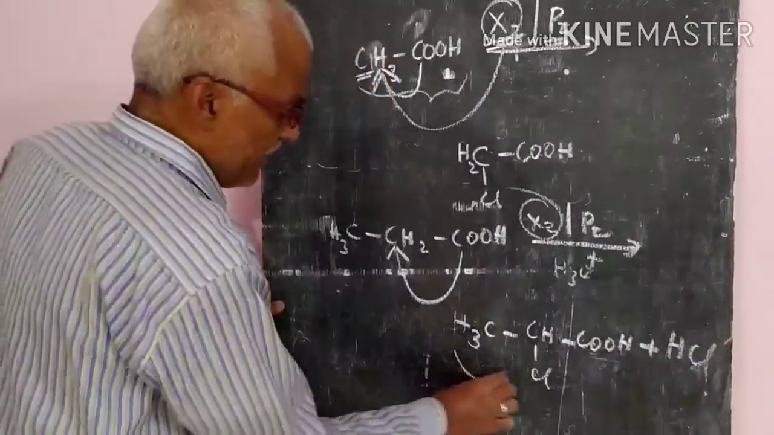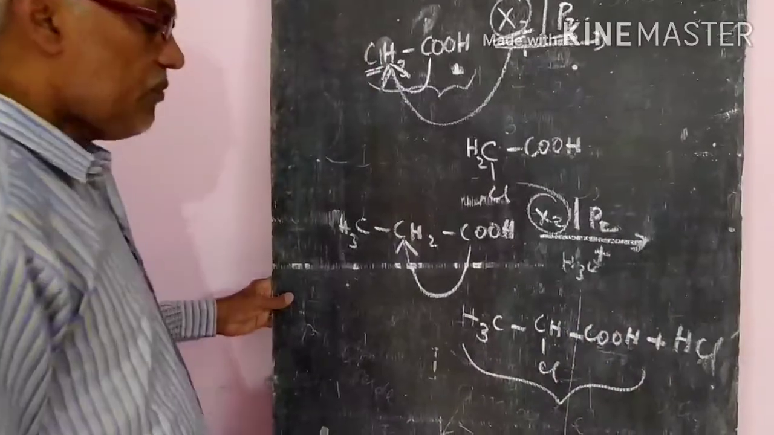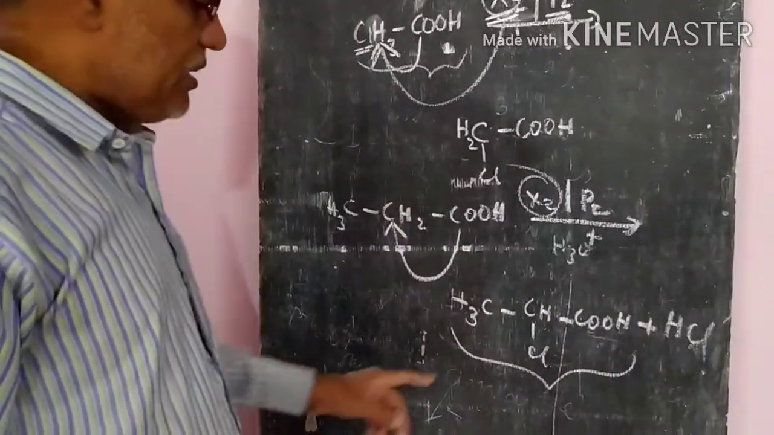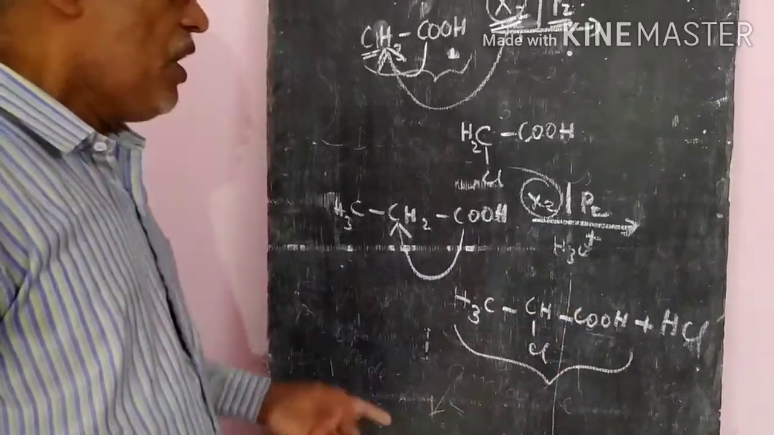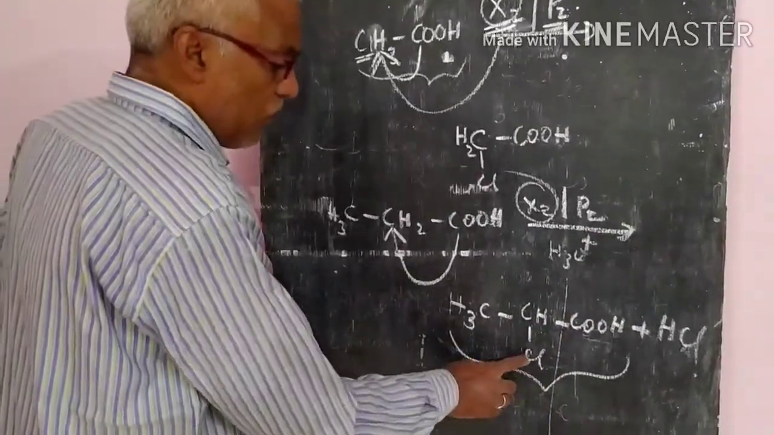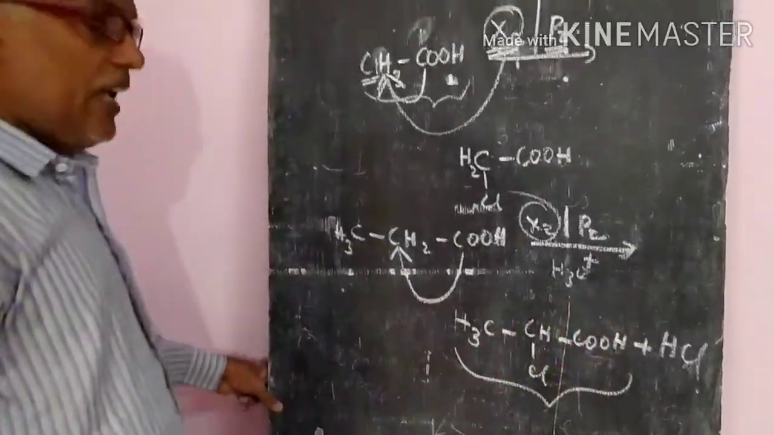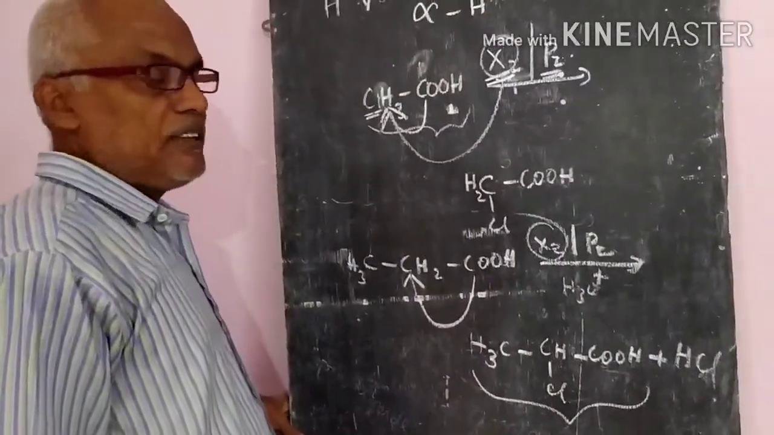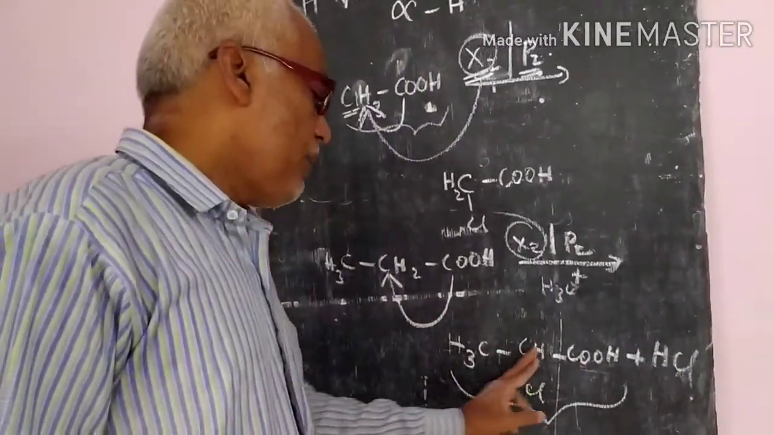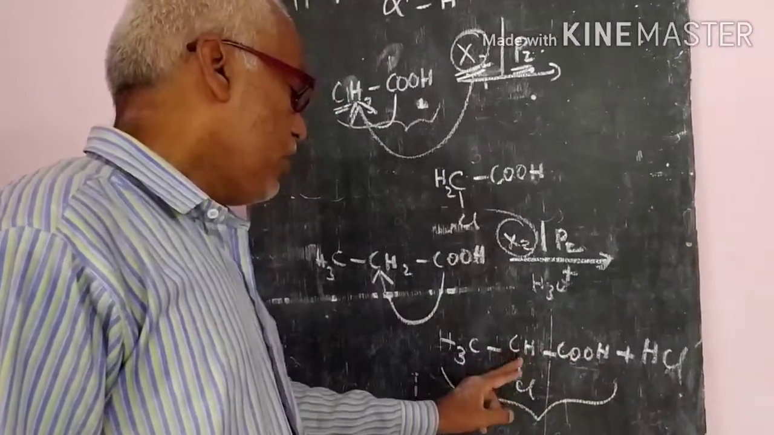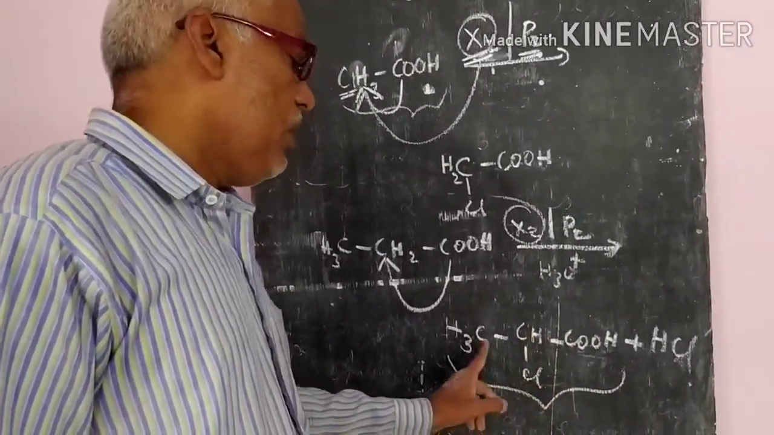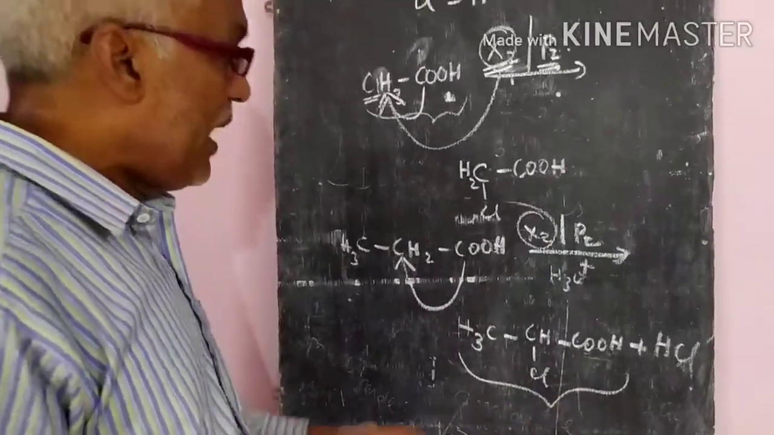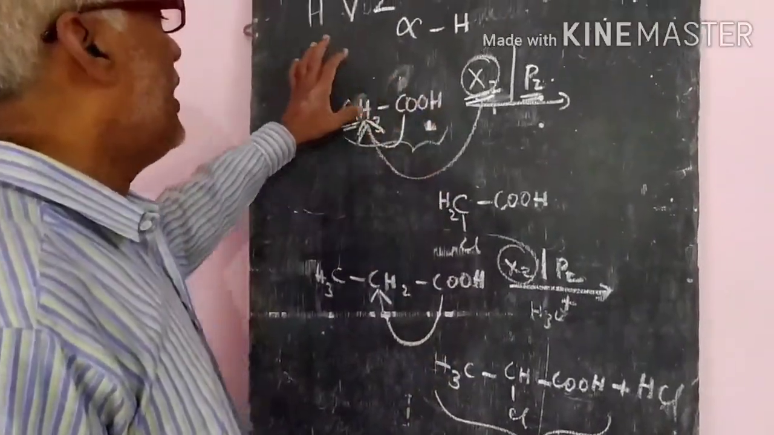So what is the name given? You can write 2-chloropropanoic acid or alpha chloropropanoic acid. Like the three-carbon acid is propanoic acid. So alpha chloropropanoic acid or 2-chloropropanoic acid, because this will be number 1, 2. So like this the reaction takes place.